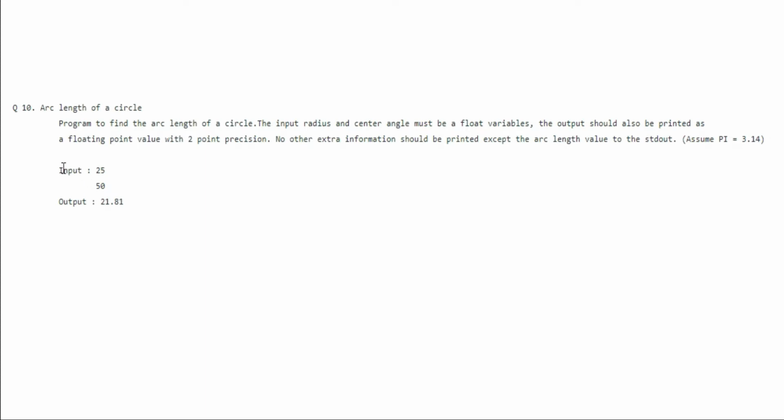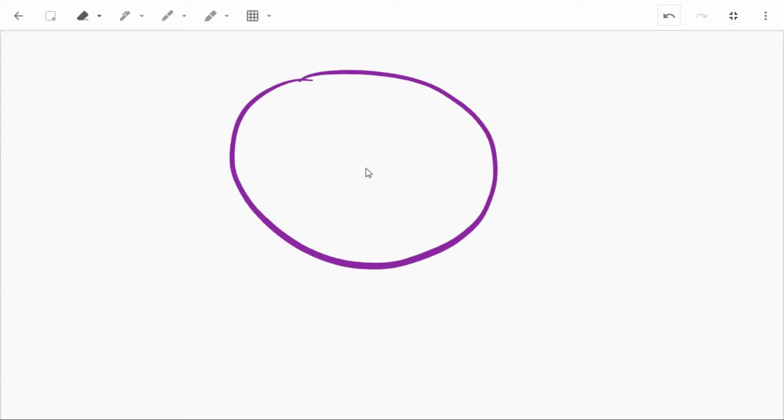The first input line contains the radius and the next line contains the angle, and the output should be the length of the arc formed by the given angle. So the case is like this. This is our circle and its radius is 25 and this angle is 50. We have to calculate the length of this arc.